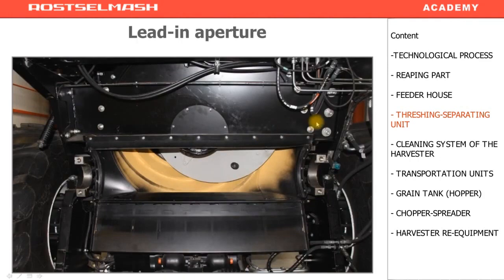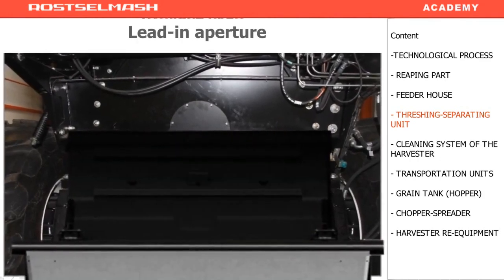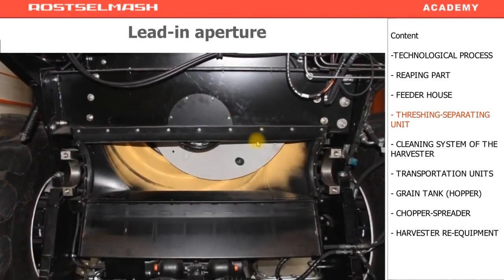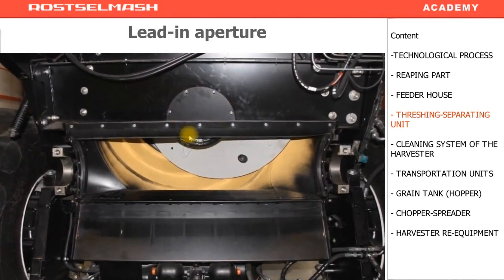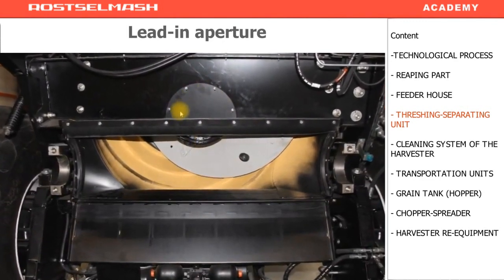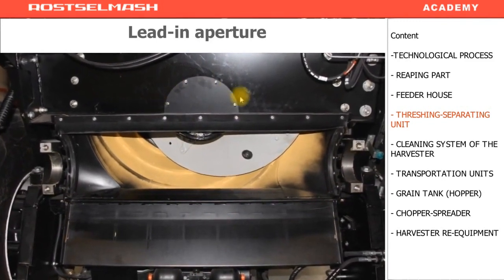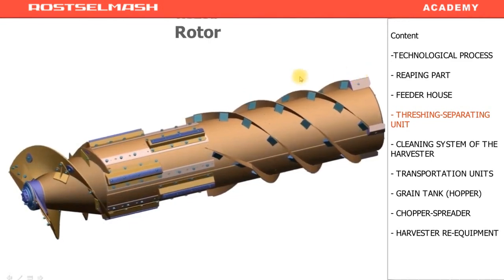The input window is the place where the feeder house is fixed. Here's the input window, and this is the input cone. Here we see the rotor blades. Rotor support holder. Behind this hatch, there are 4 greasing points. This is what the rotor looks like.